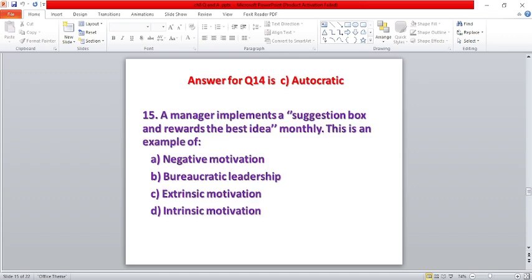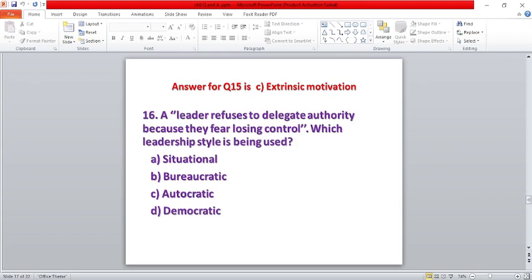Question number 15. A manager implements a suggestion box and rewards the best idea monthly. This is an example of A. Negative motivation. B. Bureaucratic leadership. C. Extrinsic motivation. D. Intrinsic motivation. The answer for this question is C. Extrinsic motivation.